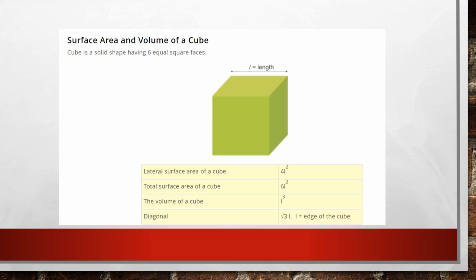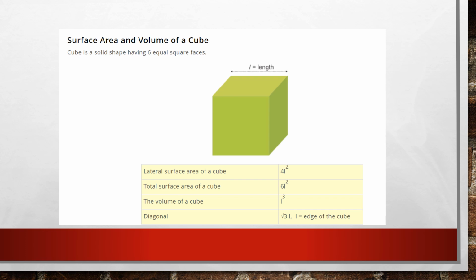First of all, the cube. A cube has 6 square faces, and all are similar faces. So if the edge is L, the lateral surface area will be 4L square, and the total surface area will be 6L square. For lateral it is 4, because we are not considering bottom and top. In the case of total, we are considering them, so it is 6L square.